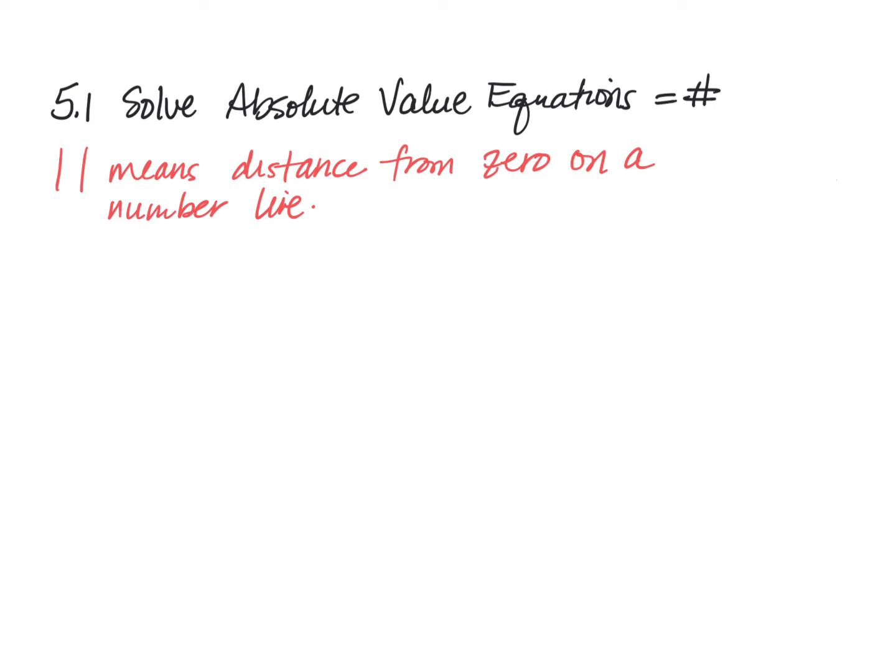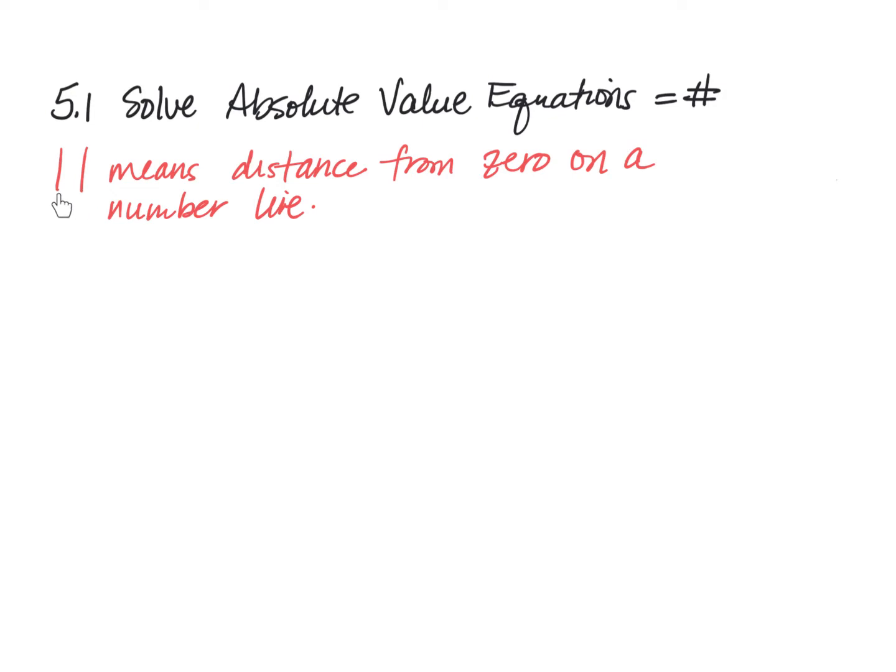All right, in 5.1, we're going to solve absolute value equations that are set equal to a number. That's why you see this thing right here, set equal to a number. So there can be different methods as we go along, but right now, just equal to a number. So first, let's talk about what does absolute value mean.